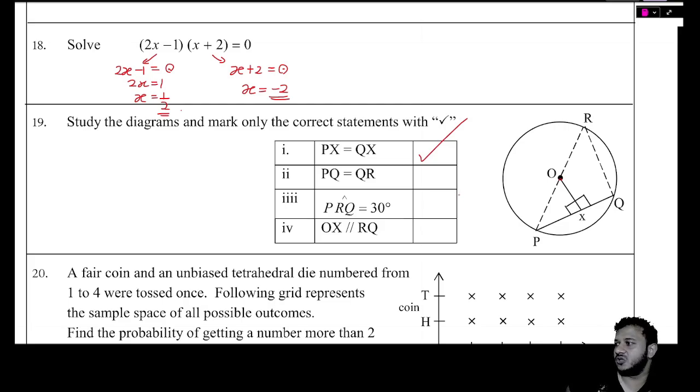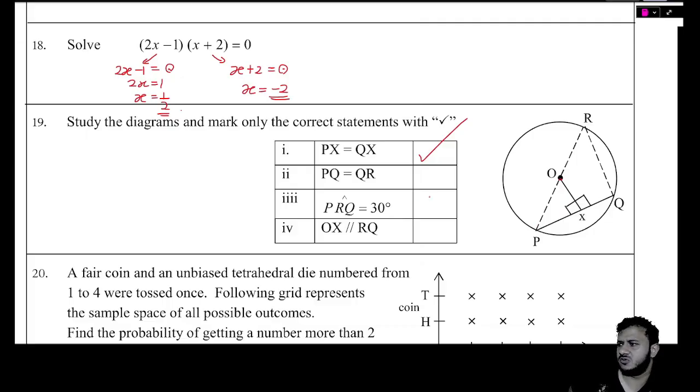PQ is equal to QR. P to Q is equal to Q to R. There's no saying like that. There's no reason for that to be. So it's not correct. PRQ is 30 degrees. P to R to Q is 30 degrees.